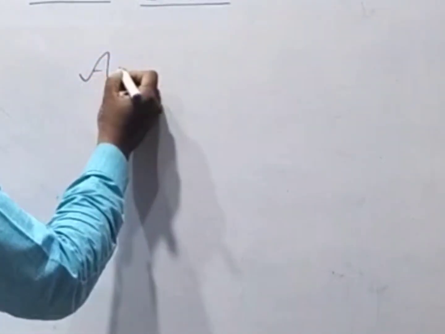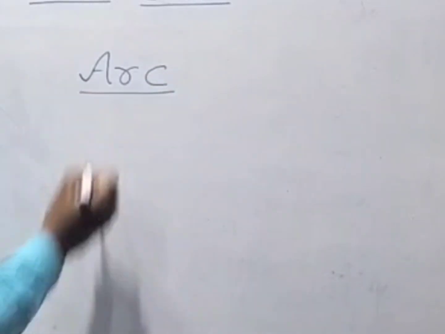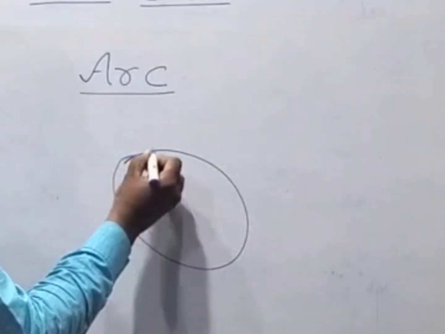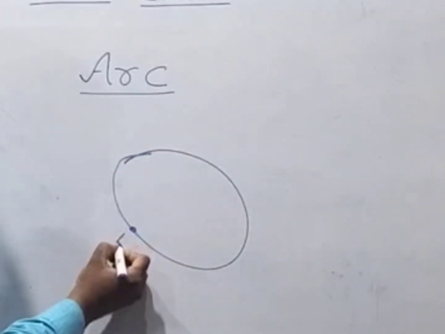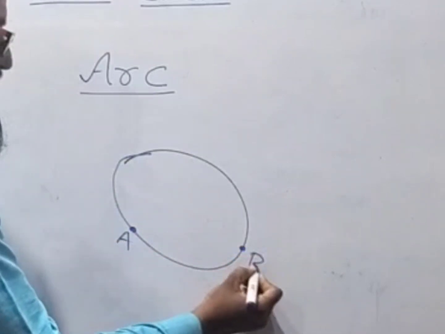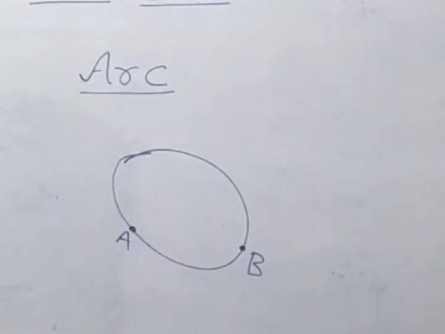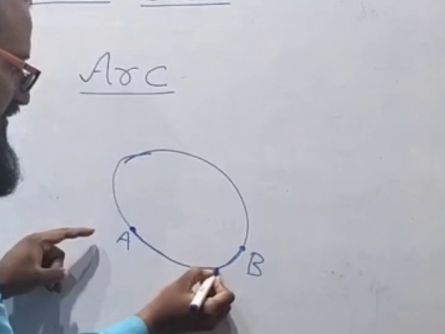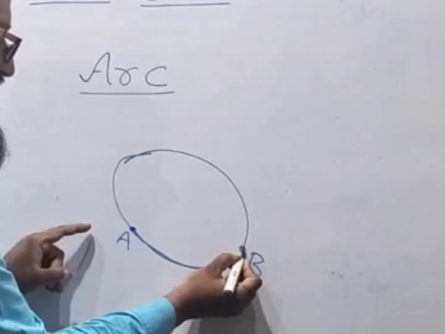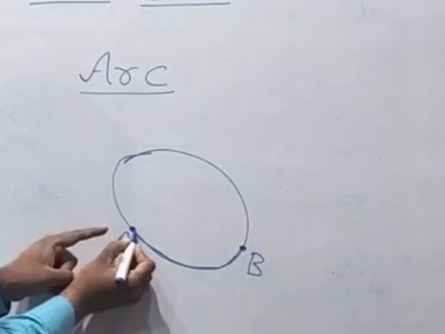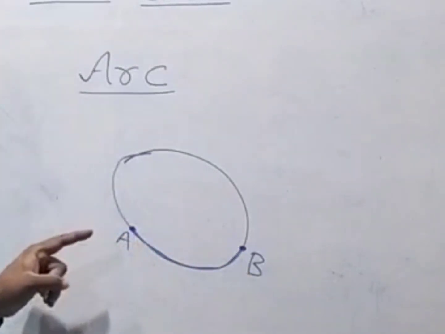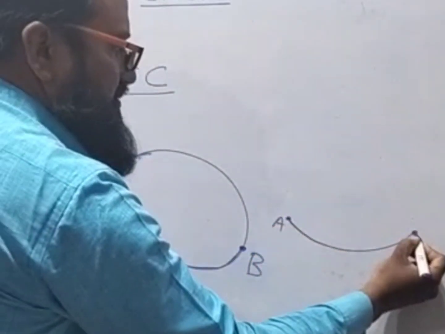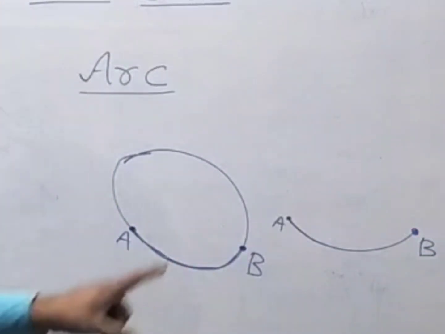Now we shall study about arc. What is arc? Okay. Suppose this is a circle. We take 2 points A and B on the circle. Then the part of the circle that comes between these 2 points A and B, this part of the circle, let me draw it singly. This part of the circle is called arc.